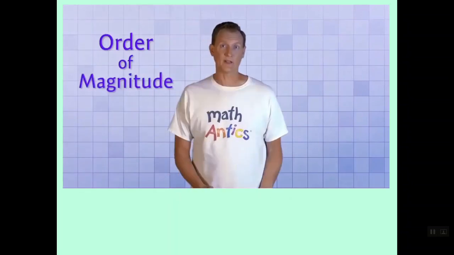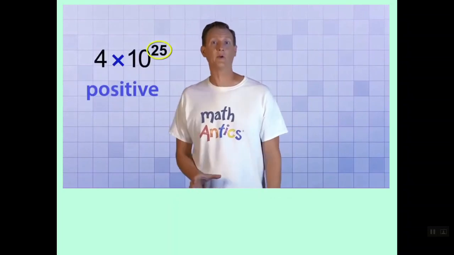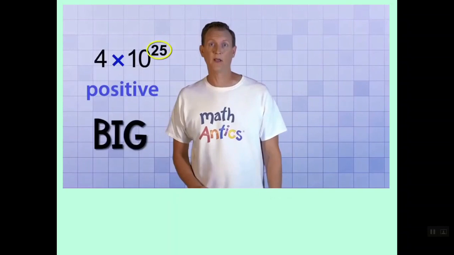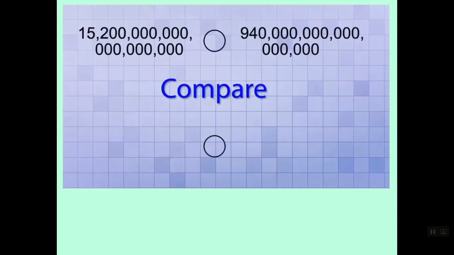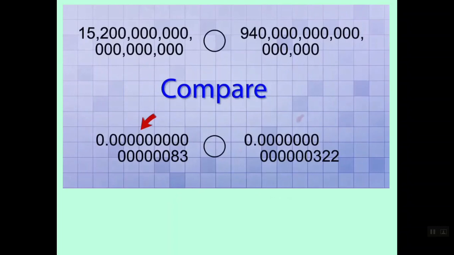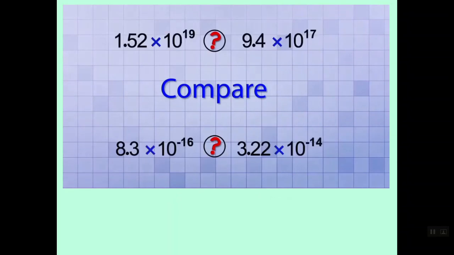Being able to quickly identify a number's order of magnitude is pretty handy. For example, if the order of magnitude is a big positive exponent, then you know right away that you're dealing with a really big number. But if it's a big negative exponent, then you know you're dealing with a really small number. And if you're comparing two really big numbers like these two, or two really small numbers like these two, it's hard to tell at a glance which is actually bigger or smaller. But if you see them in scientific notation, it's easy to see that this number's order of magnitude is bigger than the others, which means that it's bigger. And this number's order of magnitude is less than the others, which means that it's smaller.